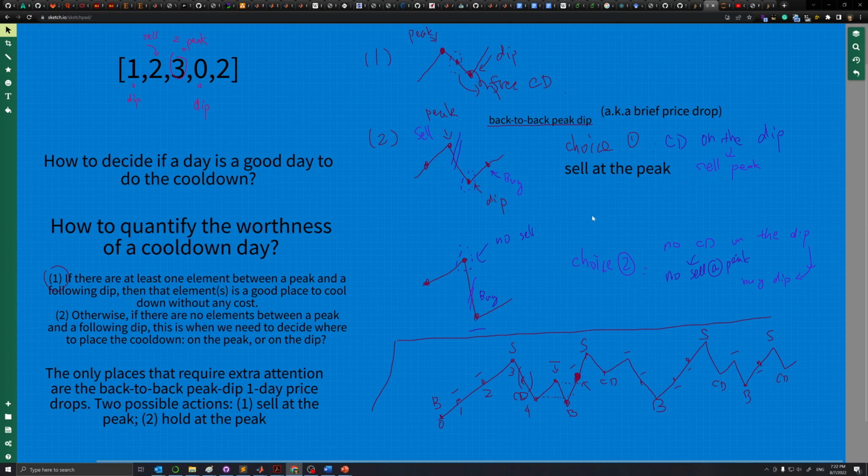What else can we infer from here? In the first case, we do CD on the dip. Does that mean we buy anything later? It doesn't mean that, right? Actually, it doesn't directly indicate that. So we need to be careful about what could be said about these things.